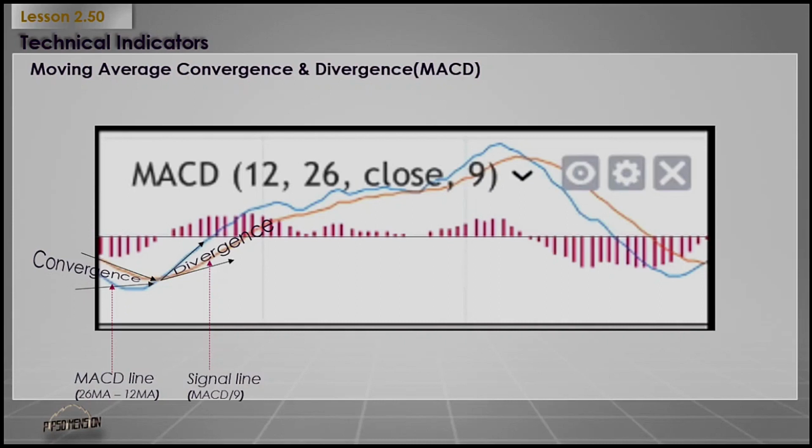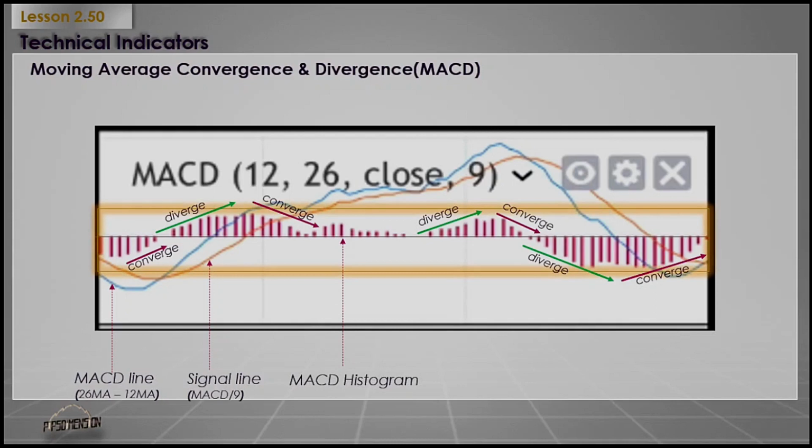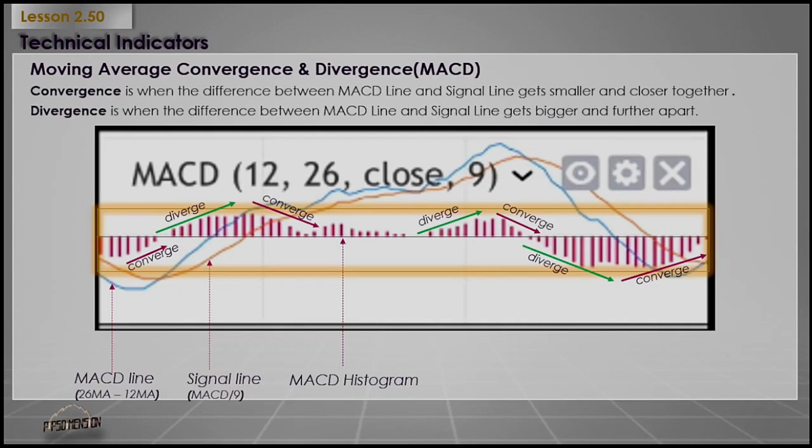As the value of the MACD line increases, the distance between the two lines spreads, or diverges, away from each other. But as the value of the MACD line decreases, the two lines come close together, or in other words, they converge. The convergence and the divergence is illustrated on the MACD histogram. So the histogram gives a picture of the area of convergence and divergence. Simply put, convergence is when the difference between the two lines gets smaller and they get closer together. Divergence is when the difference between the two lines gets bigger and they get further apart from each other.